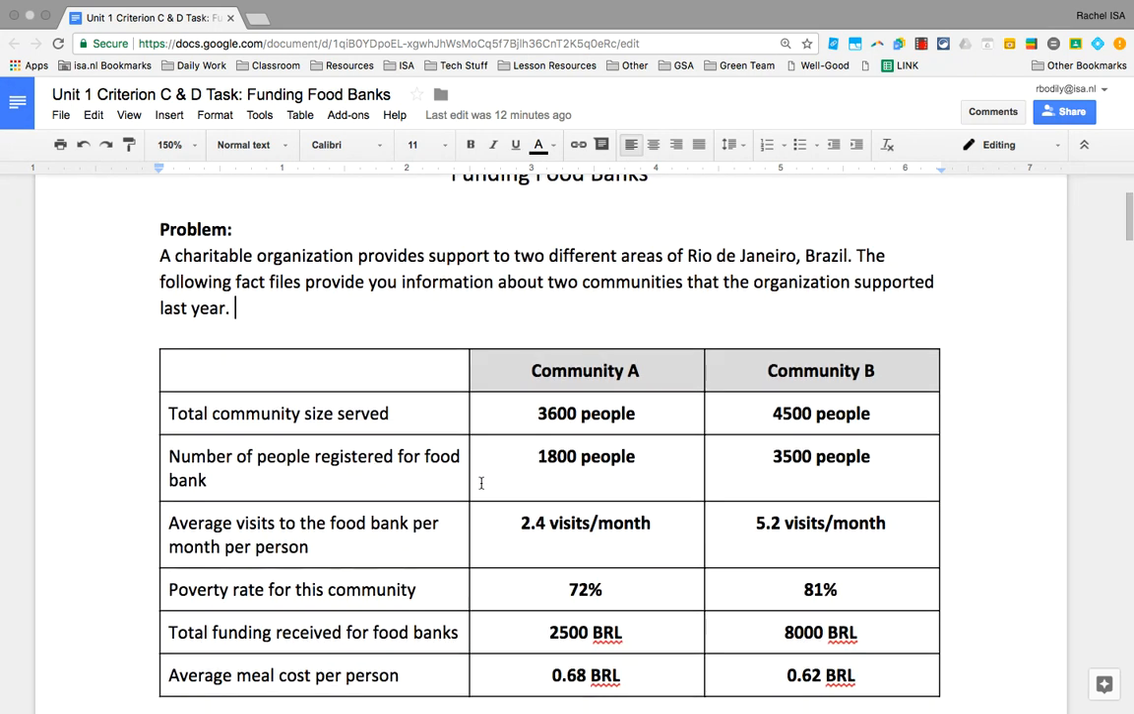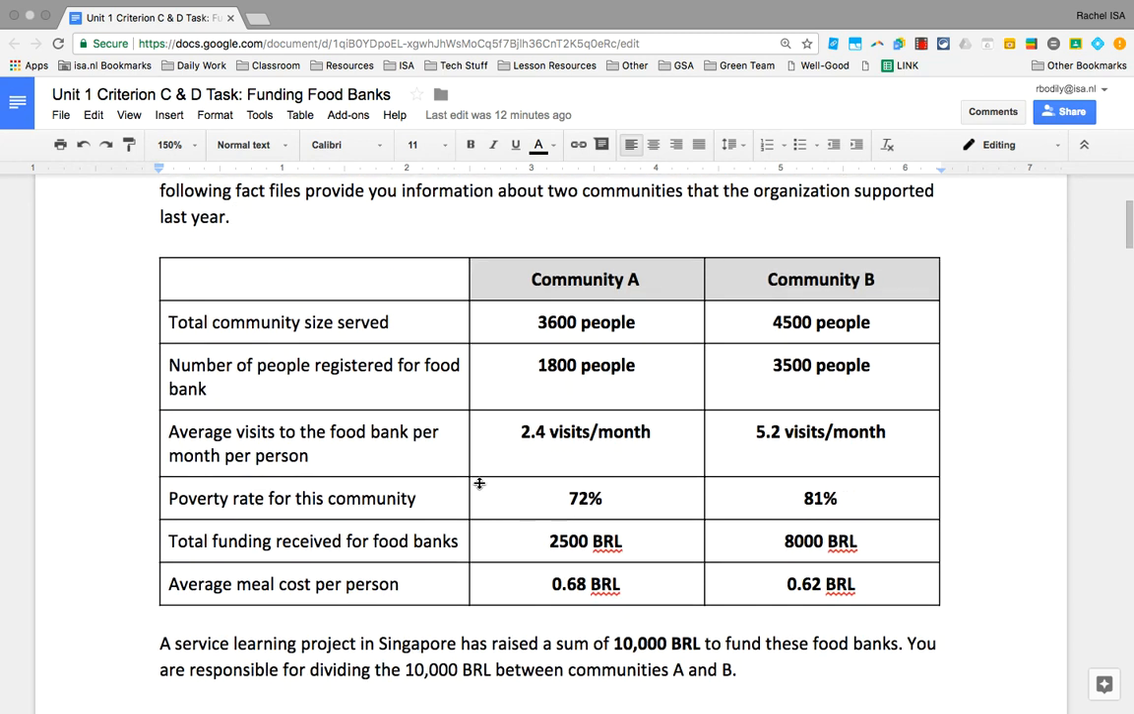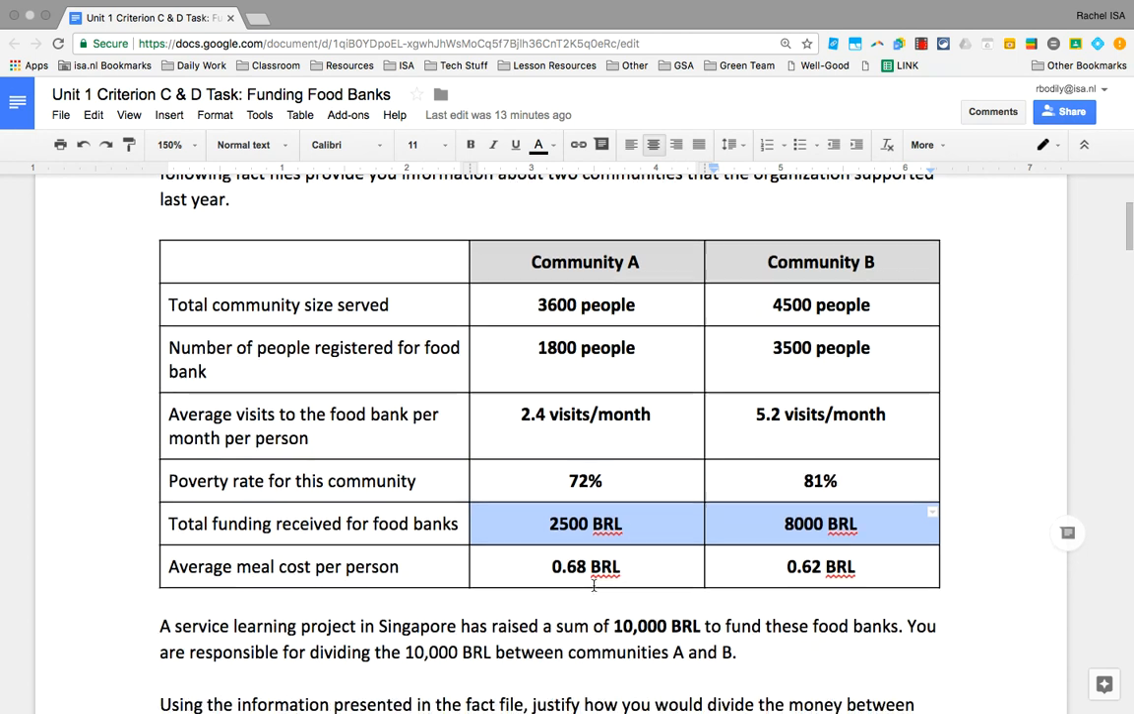So if you look at the table, and in a moment you will open this and you'll get your own copy of it on Google Classroom. The table shows you some different information. It shows you how many people are in each community. It shows you how many people are already registered for the food bank, how often people are visiting the food bank, the poverty rates, the funding that they're already receiving, and this is in Brazilian real. You don't need to change this to euro or dollars, or any other currency. You can just work in Brazilian real while you're doing this task. And the average meal cost per person.